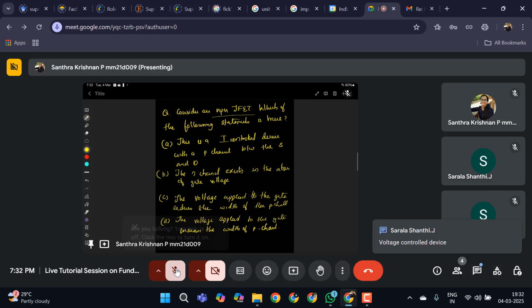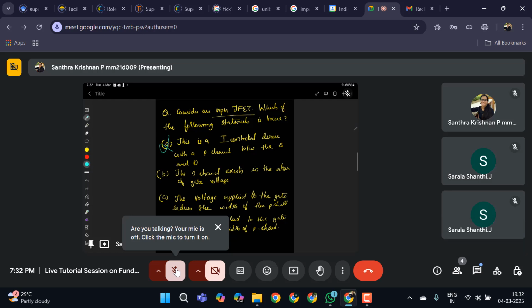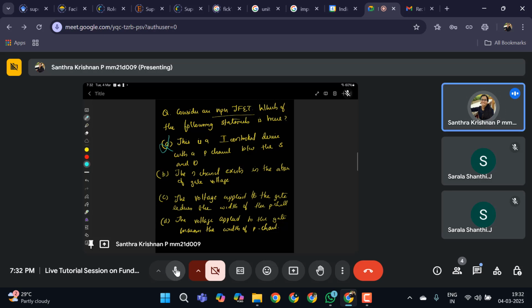Yeah, it's a voltage controlled device. Yes, so that is true, meaning that the first option is wrong. So it's not the current control device. So next we have, yeah, so that's correct. So basically it's a voltage control device. So the first option is wrong. So it's a voltage control device, and then we have the options.